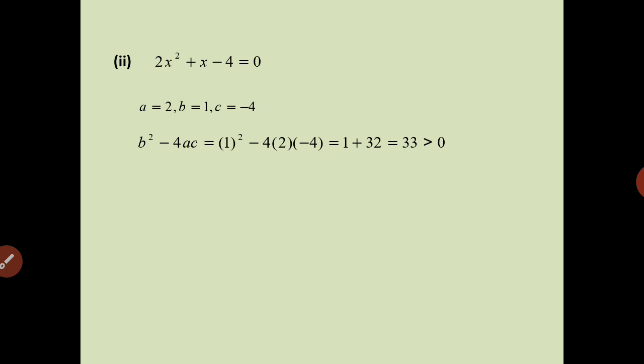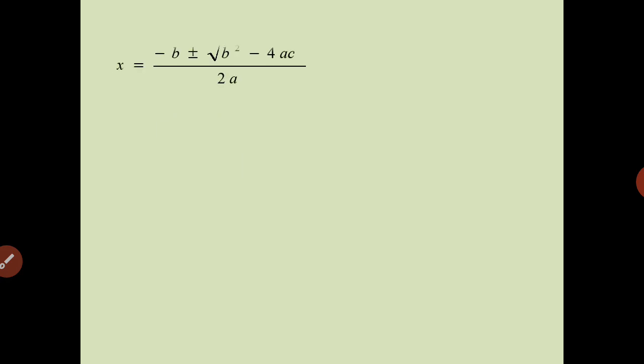Let's proceed with the next question, next sub question. You will find out A, B, C, and substitute. Here again we are getting a positive value for the discriminant. That means you will have two distinct roots. Noted the formula? Substitution done. Now your discriminant was 33, so you have put it as 33.